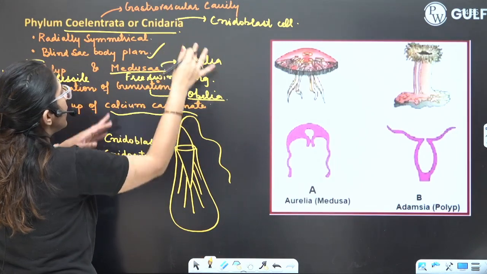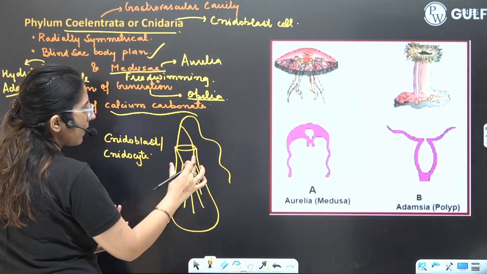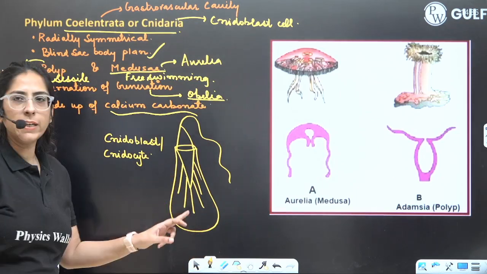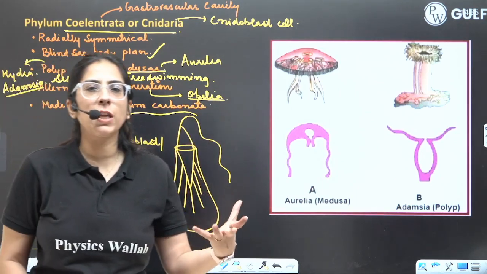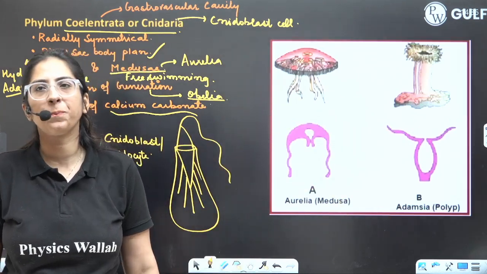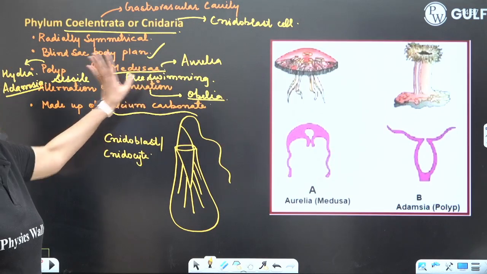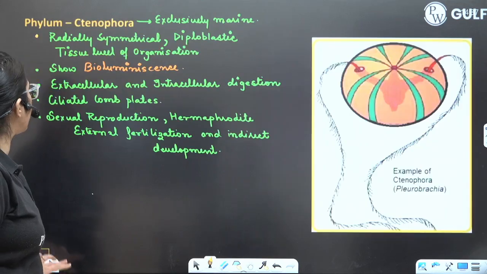We were talking about the cnidoblast cell. So this is how the cnidoblast cell looks like, and they have stinging cells. Right? So this one helps in capturing the prey, and it helps in anchorage, protection, etc. Other examples, all the examples which are there in the NCERT we have discussed.